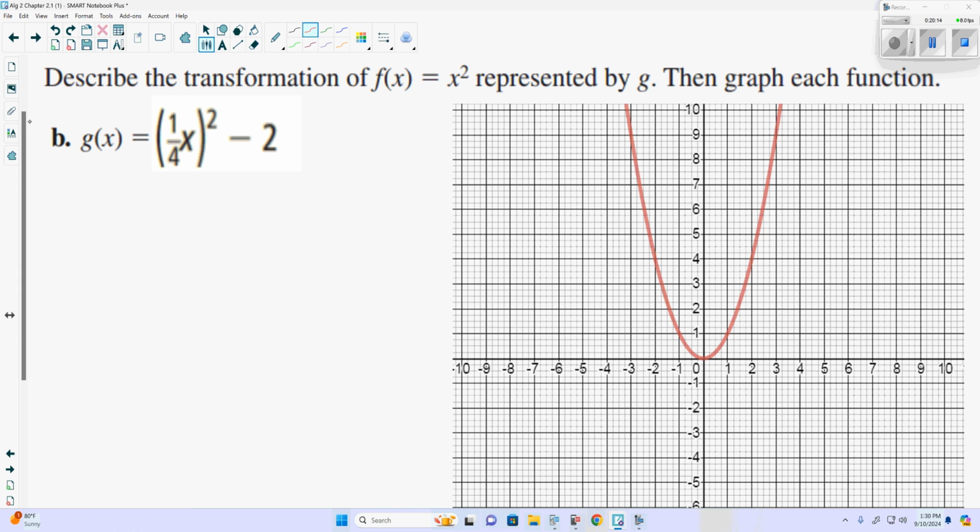Describe the transformation represented by this here. We have 1/4 x squared minus 2. Let's do the nice one first. The minus 2 would indeed be down 2.